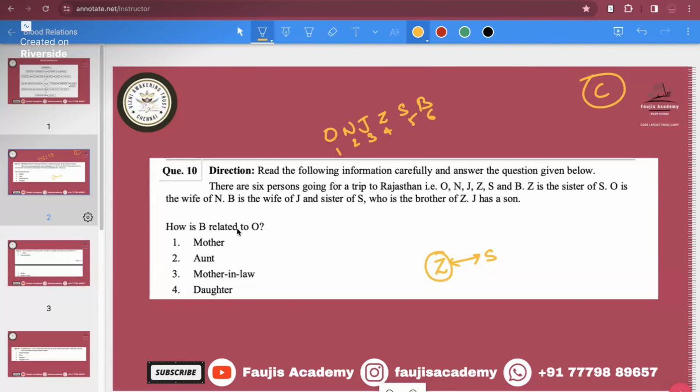Okay. O is the wife of N. Now we are unable to see any relation between Z and S, so we'll have to look for the argument which talks about either Z or S.